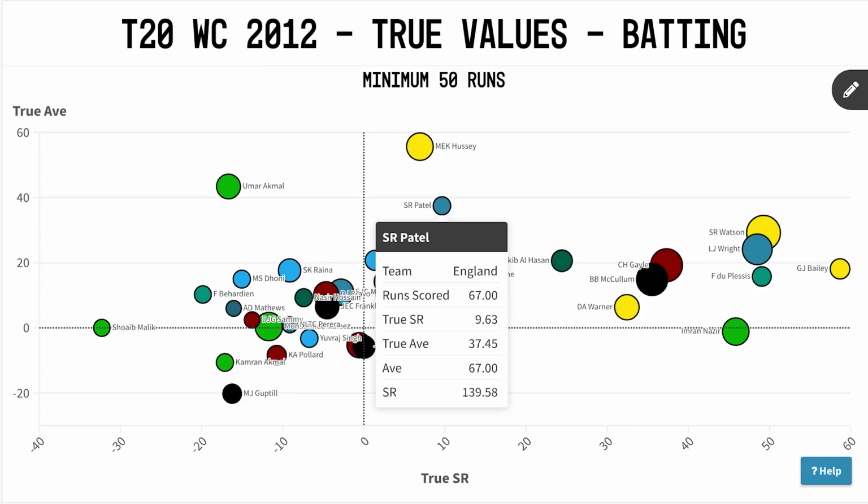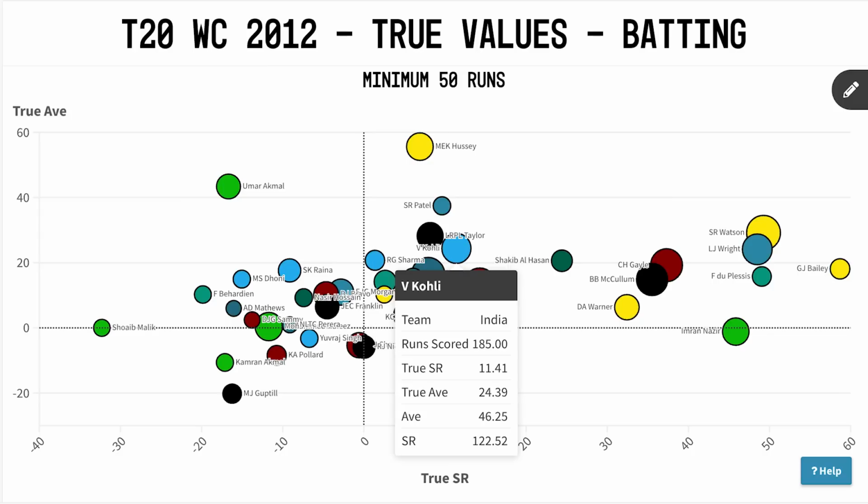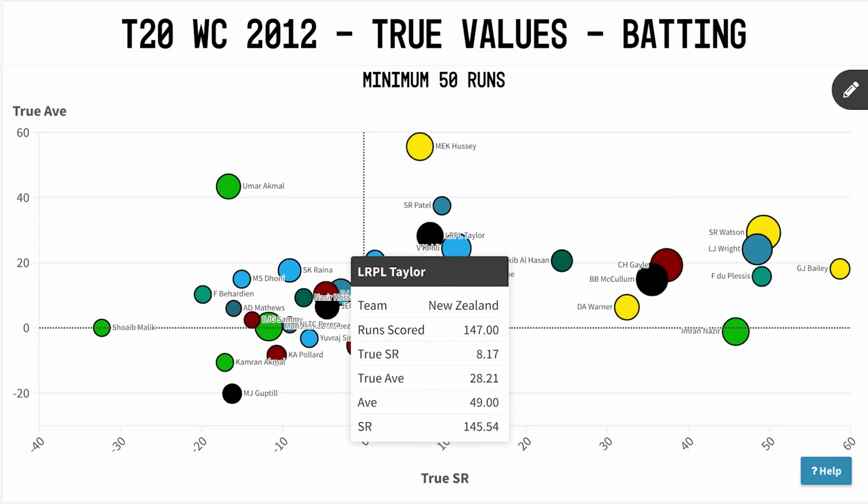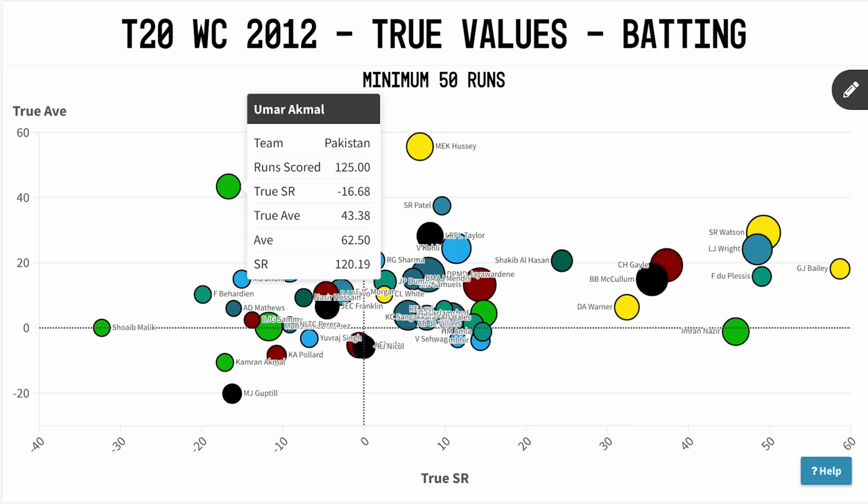In the next cluster, we have Samit Patel. Don't throw your phones away. He only played one innings, but also I like mentioning Samit Patel. Close to him, we had Virat Kohli and Ross Taylor. Kohli had a true average of 24 and a strike rate of 11. Taylor had a true strike rate of 8 and a true average of 28. Both had decent seasons. Umar Akmal did manage a high true average of 43, but he didn't actually score very quickly at all. On the true strike rate side, we have George Bailey.